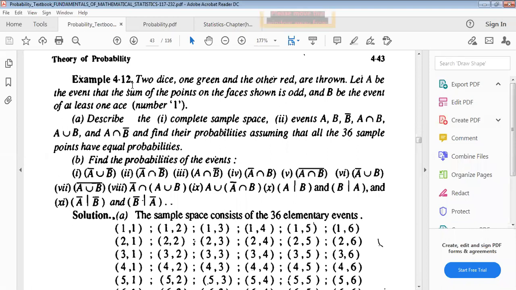Suppose this is the review example, review class. Two dice, one green and the other red, are drawn.